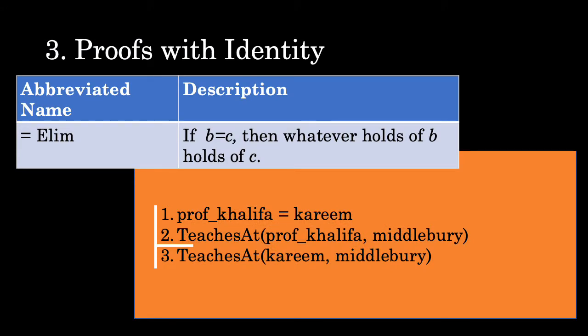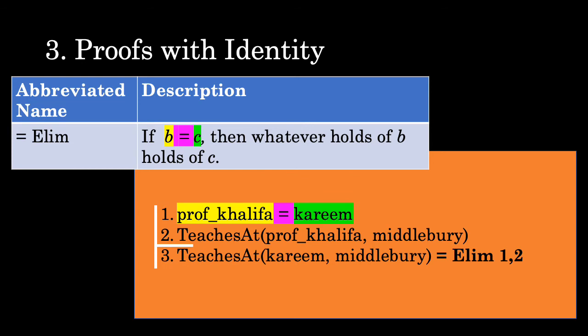Let's look at a very simple proof involving identity elimination and an example from last class. The first premise says Professor Khalifa and Kareem name the same object, name the same individual. The second premise says that Professor Khalifa teaches at Middlebury College. And from these two premises, it's pretty clear that we can infer that Kareem teaches at Middlebury College. Notice that the conclusion, statement 3, follows from identity elimination plus the premises 1 and 2. So we mark it as indicated in the bright yellow. We put equals elim 1, 2.